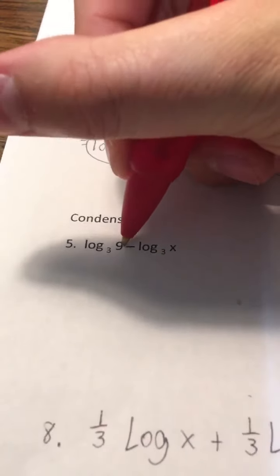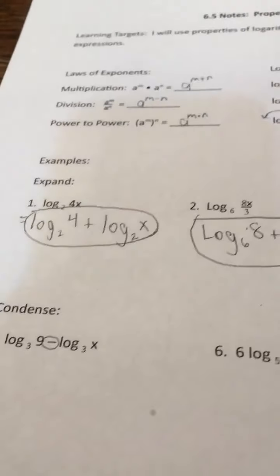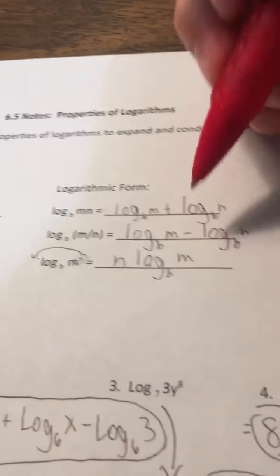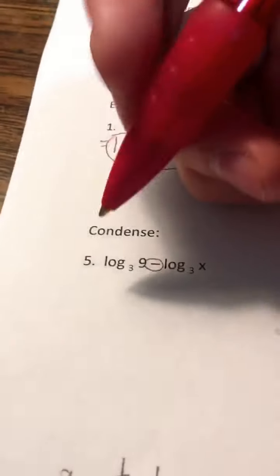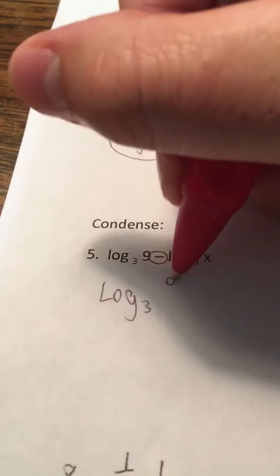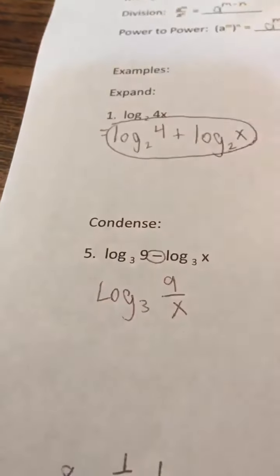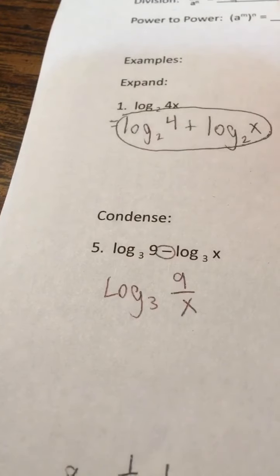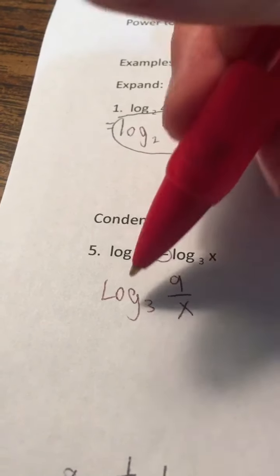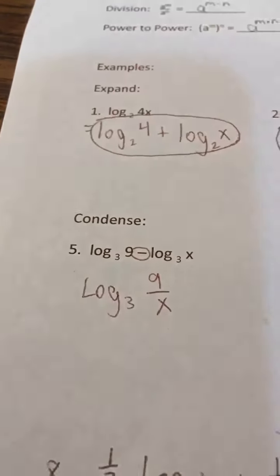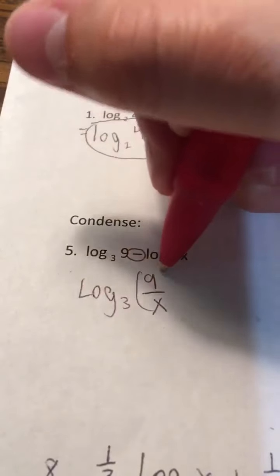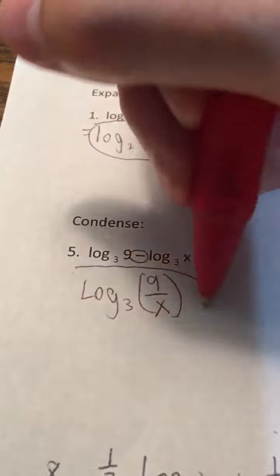This is a subtraction problem. So, according to my properties, I can change a subtraction of logs problem into what kind of problem? Division. So I would rewrite this as log base 3 of 9 divided by x. It's divided because it's subtraction. If it had been an addition right there, then I'd say log base 3 of 9 times x. And that's my answer. Now, yes, you could put it in parentheses. It's not wrong if you don't put the parentheses, either way.